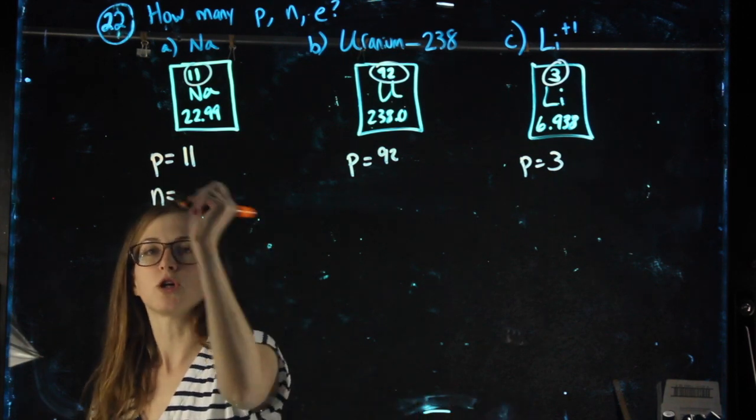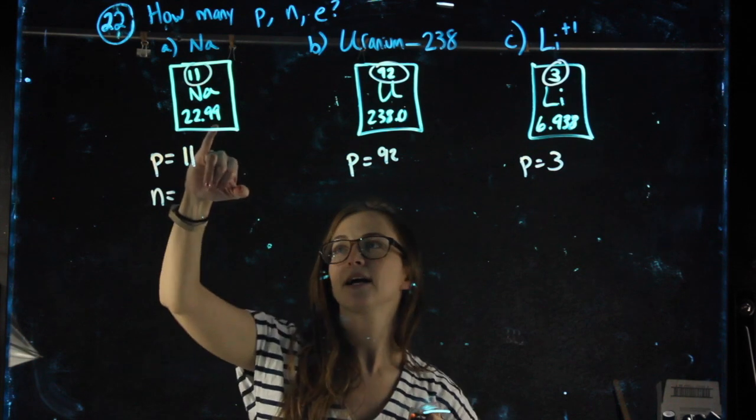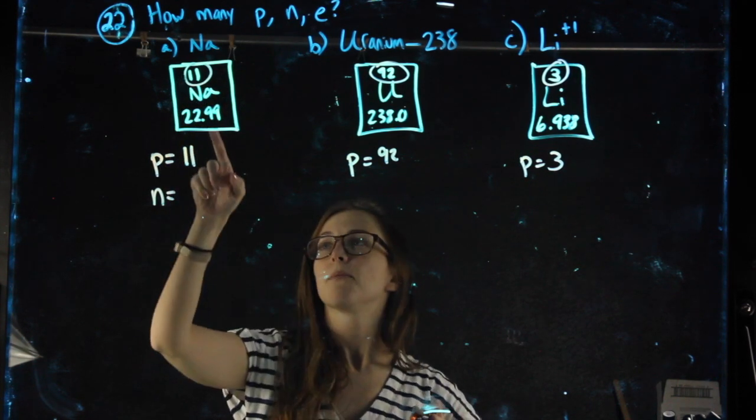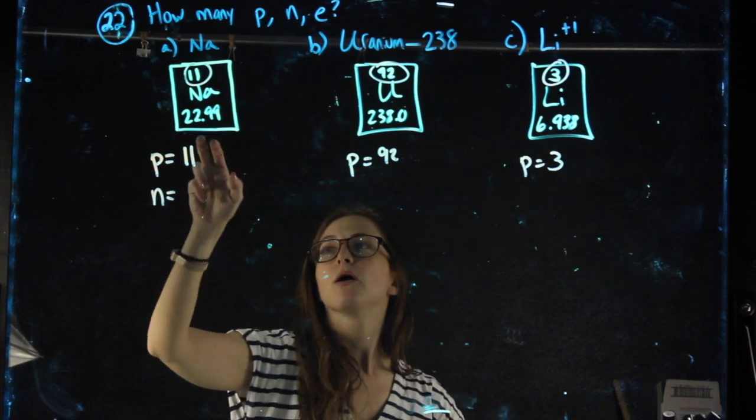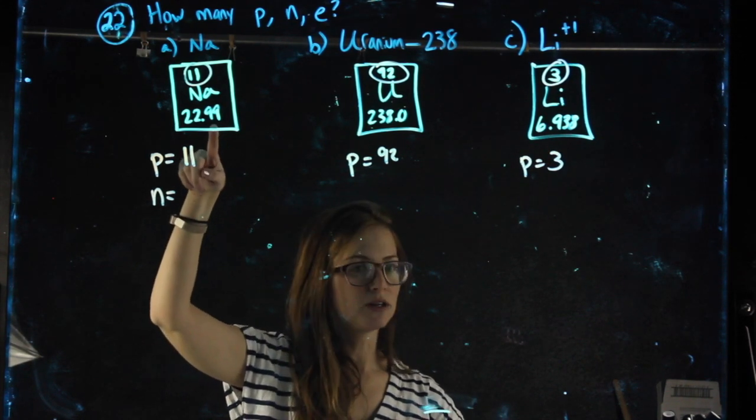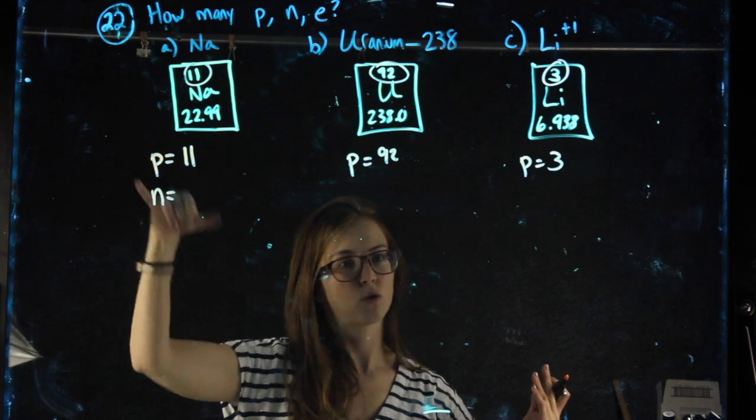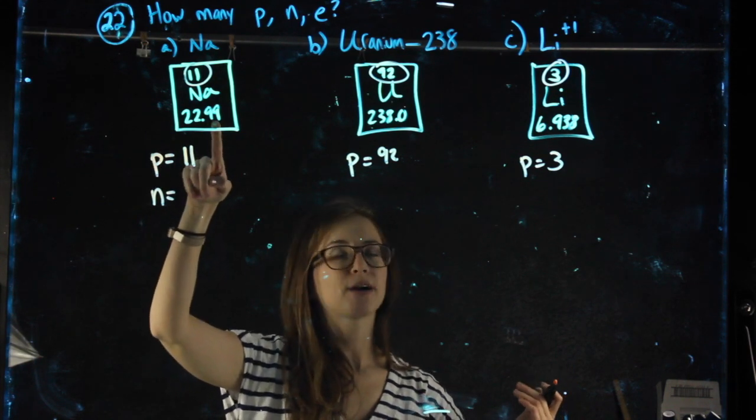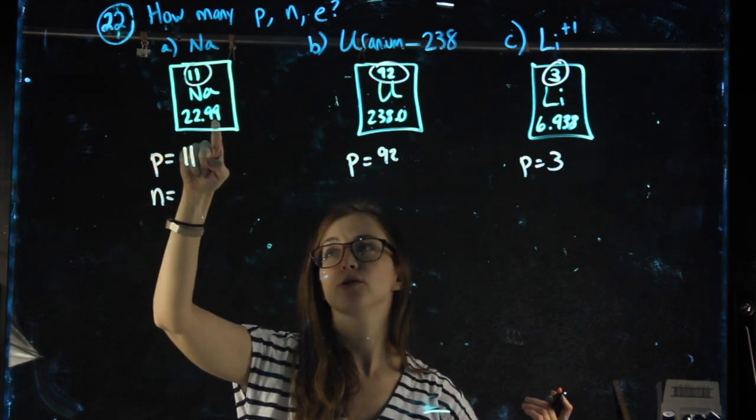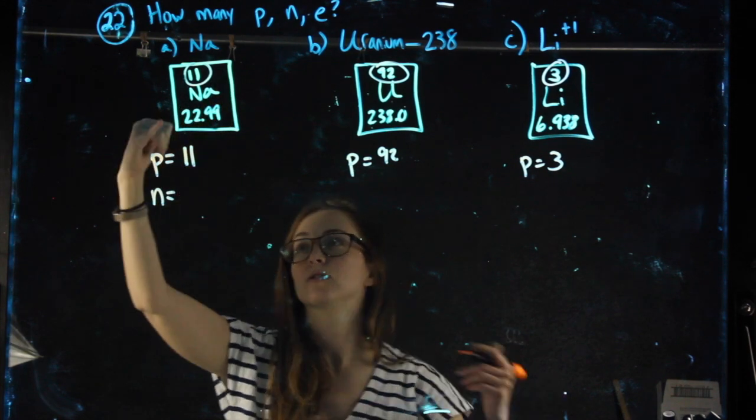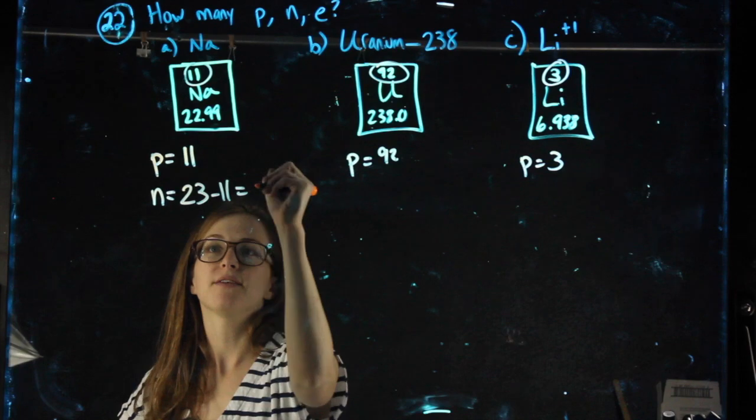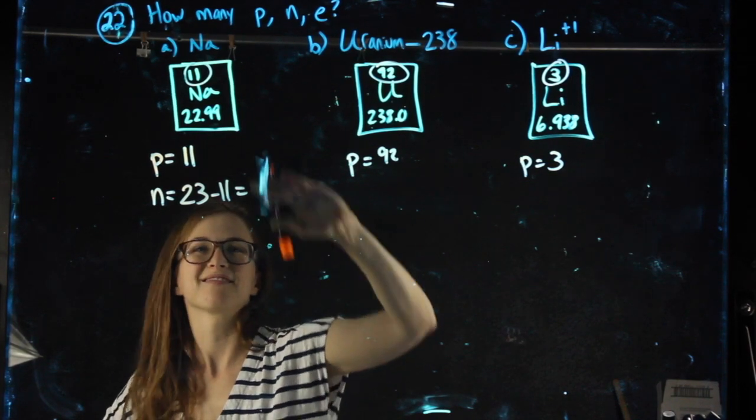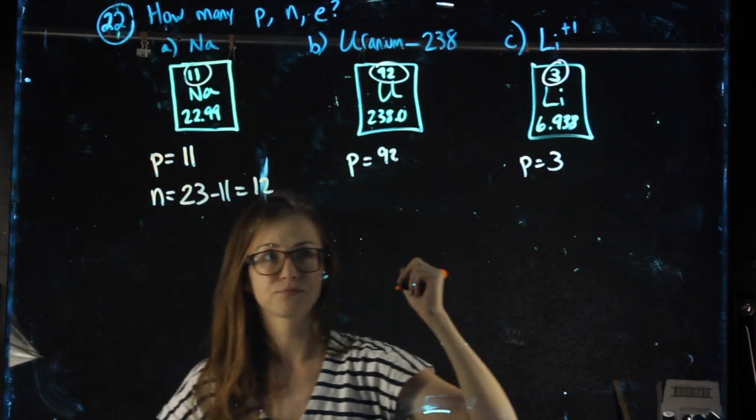To find the neutrons, I'm always going to take the mass minus the protons. The reason I wrote the mass is how the periodic table shows them, though. We can't have a decimal of a neutron or a proton. So we are always going to round these to whole numbers before you do mass minus protons. For sodium, it would be 23 minus 11. Oops. Is how I'm going to get 12.